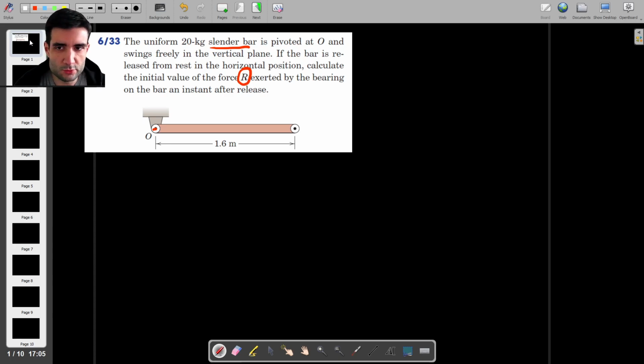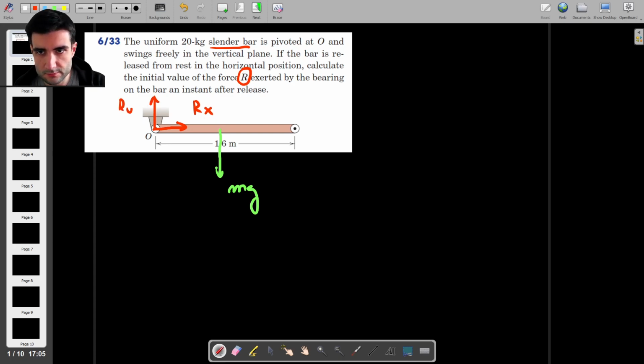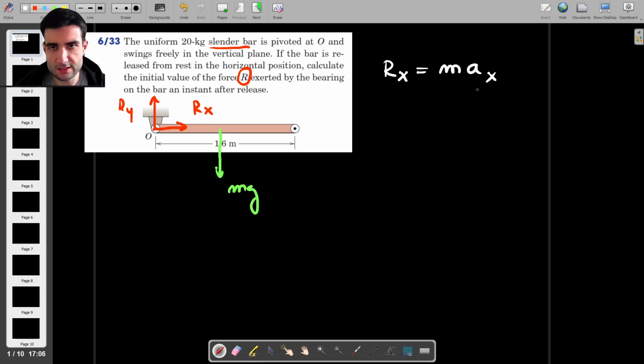So what I would normally do in this case is, as usual, just draw a free body diagram. In this case we have two forces or three forces depending whether you look at components or not. So we have weight, and then we have the horizontal reaction Rx, and we have the vertical reaction Ry. And what we can then say is that Rx is equal to the mass times the acceleration in the x direction. Those accelerations, both ax and ay, refer to the acceleration of the center of mass, which is here, because the bar is uniform. And then Ry minus mg is equal to m times ay.